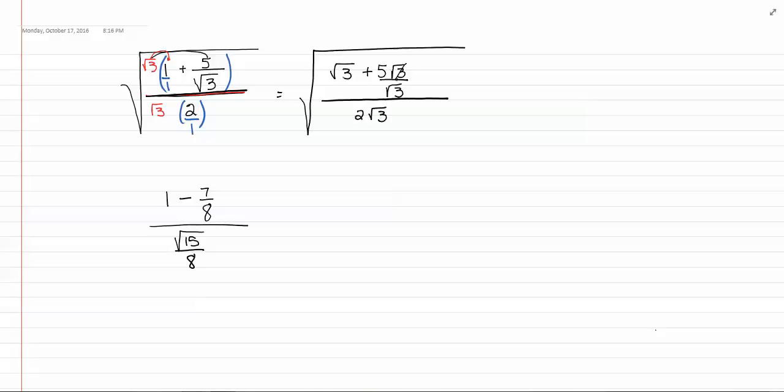The radical 3's here will cancel. And so you're left with the square root of 3 plus 5 divided by 2 radical 3.